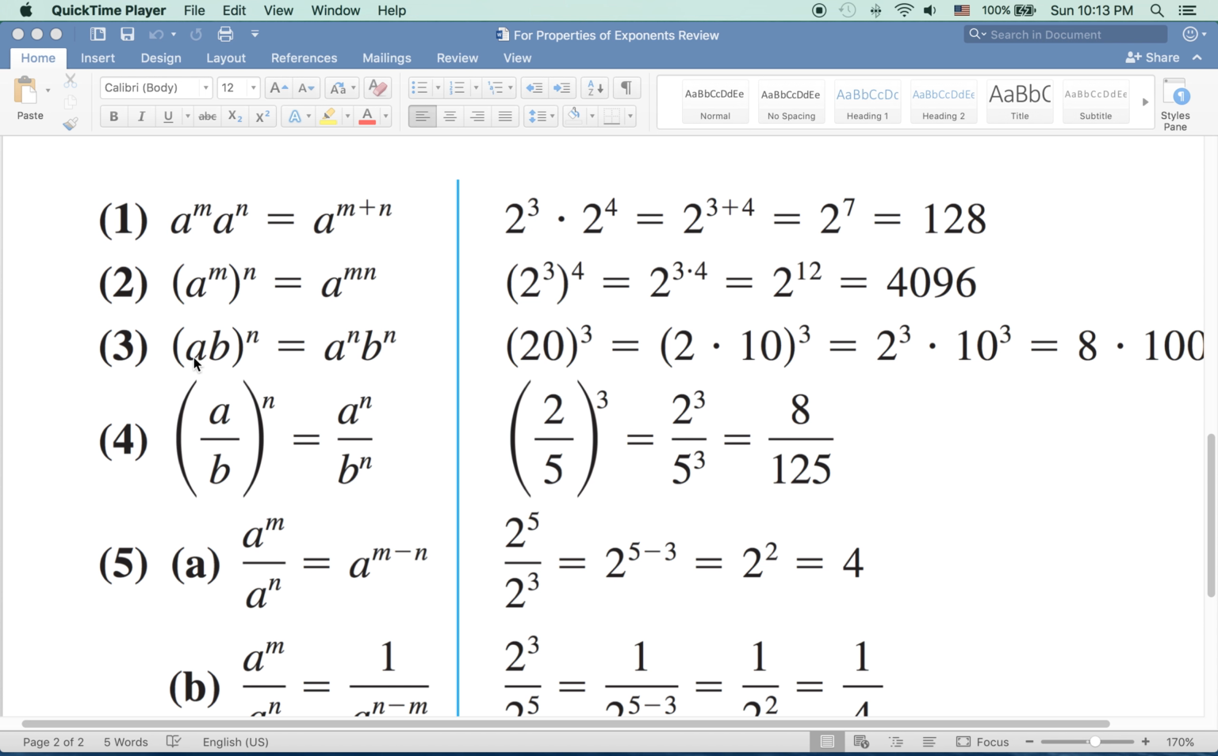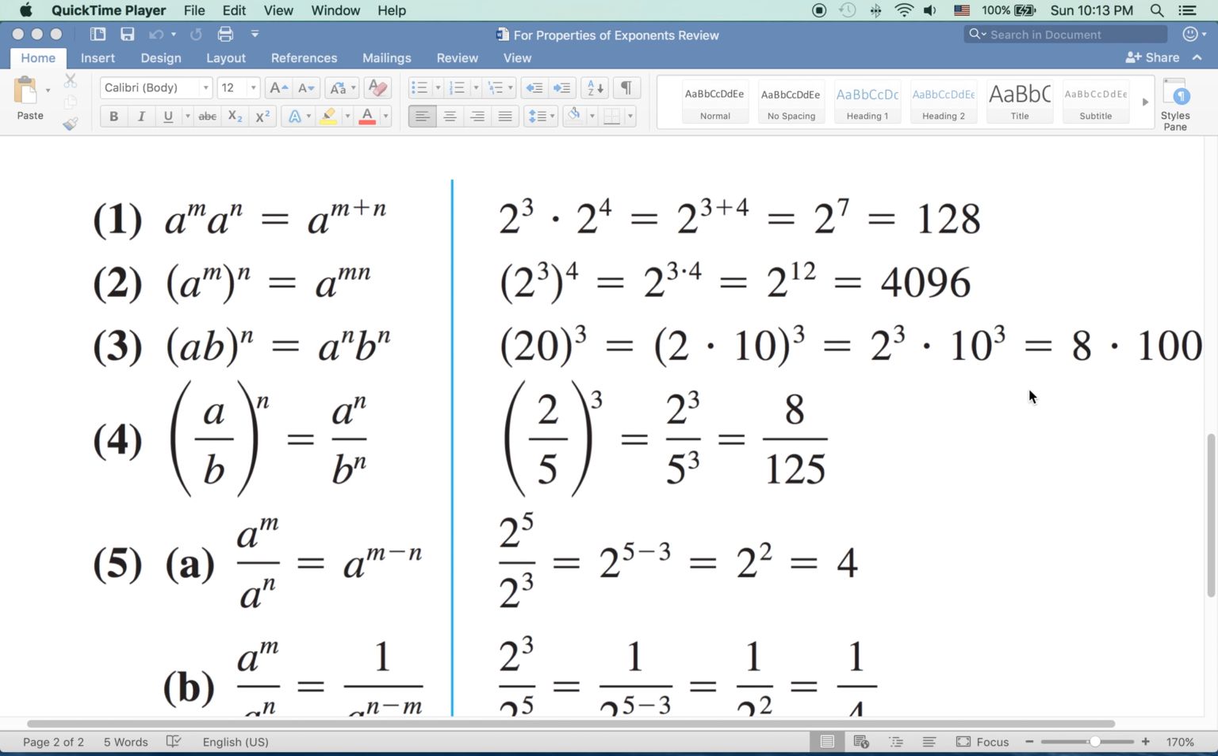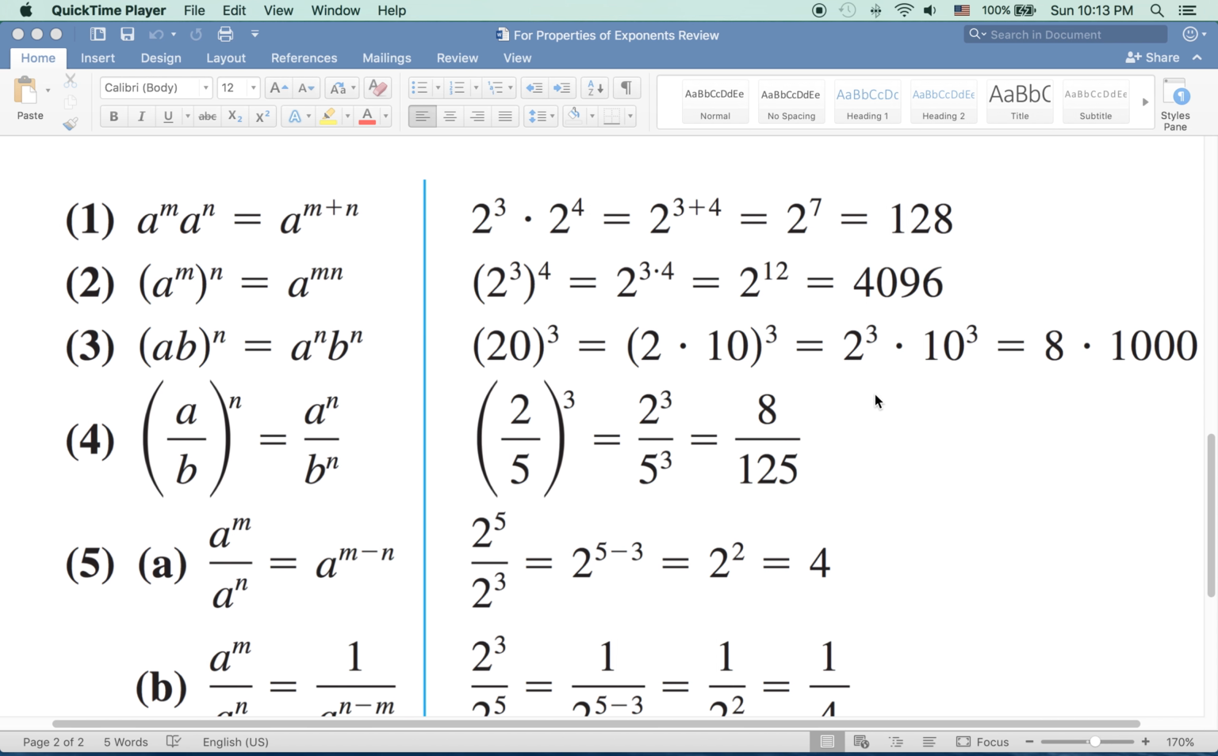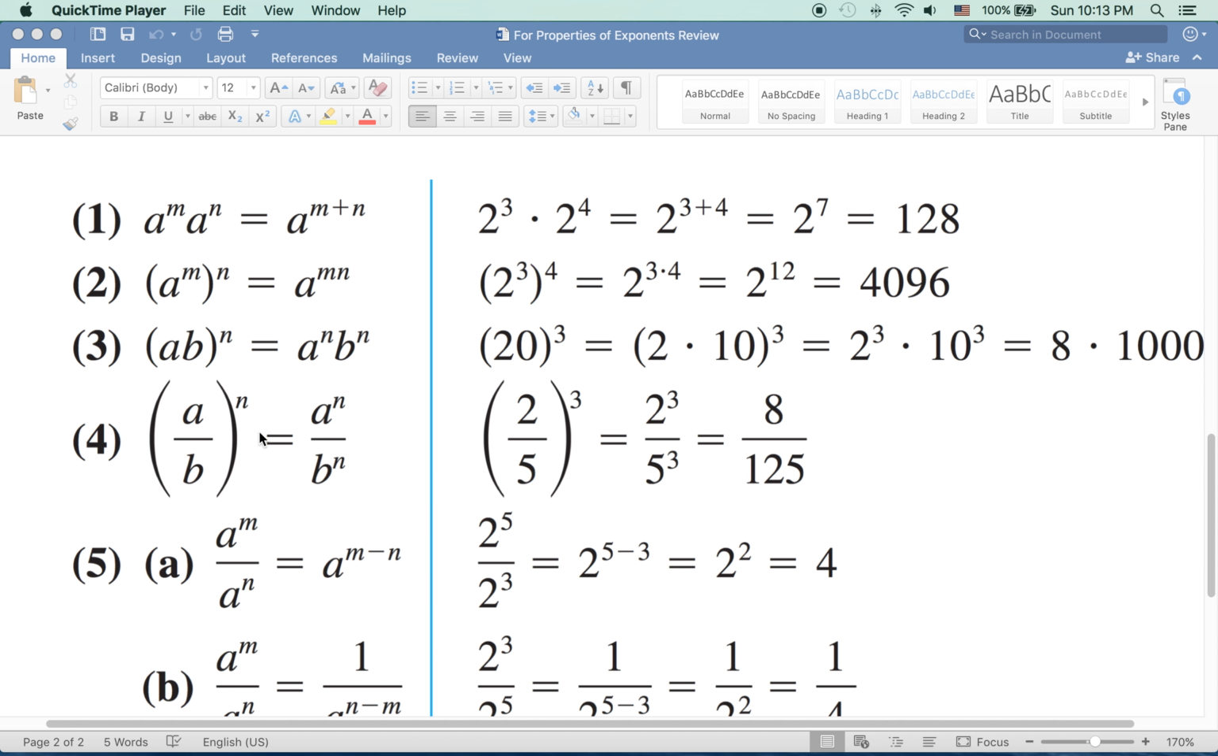Exponentiation distributes over multiplication. So ab all to the n is a to the n times b to the n. For instance, we had 20 all cubed. That would be the same as 2 times 10 all cubed, which is 2 cubed times 10 cubed, which would be 8,000. Okay, exponentiation also distributes over division. So 2/5 all to the 3rd is 2 to the 3rd divided by 5 to the 3rd.